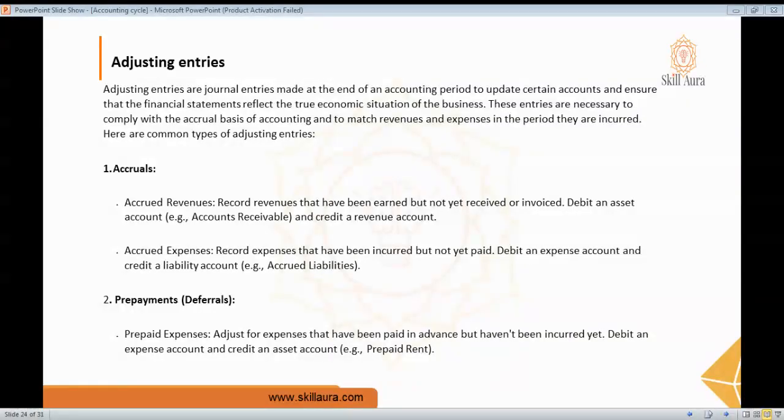The first one is accrual. There are accrual revenue and accrual expenses. In accrual revenue, you record the revenue that has been earned but not yet received or invoiced. When this kind of transaction comes, you need to debit the asset account in the debit column and the revenue account in the credit column.